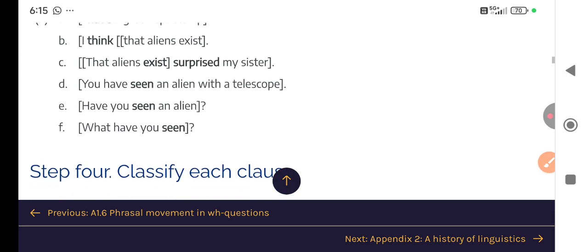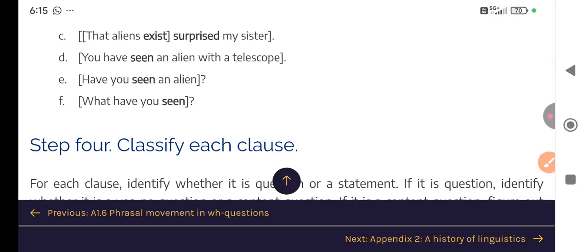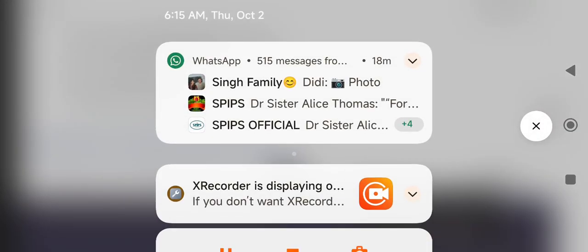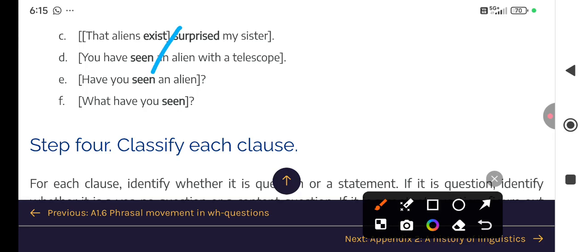Okay. Now, on to the subject of the verb, as in the third sentence. So we'll see the third one: that alien exists. That alien exists here. This is the subject, right? And this is the object.